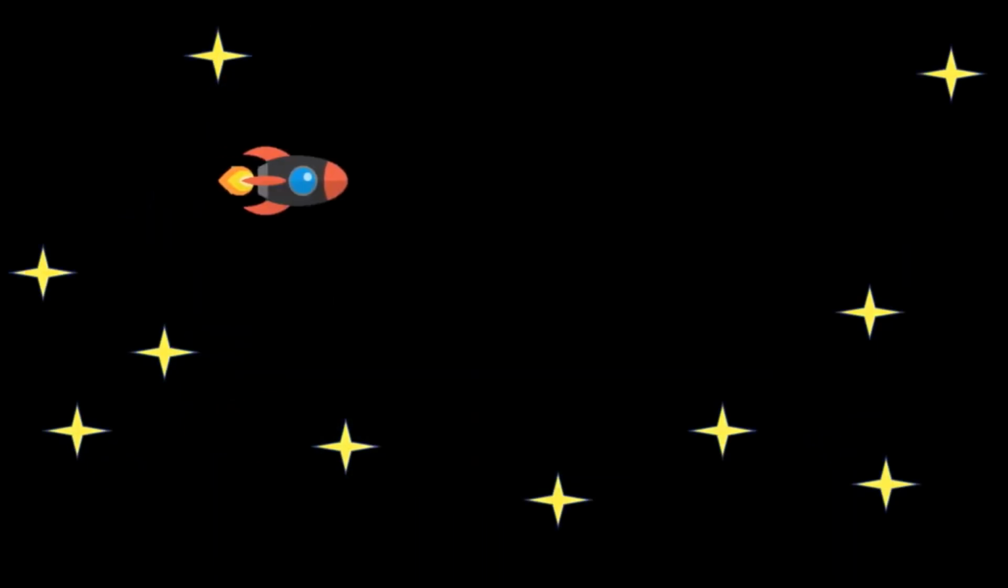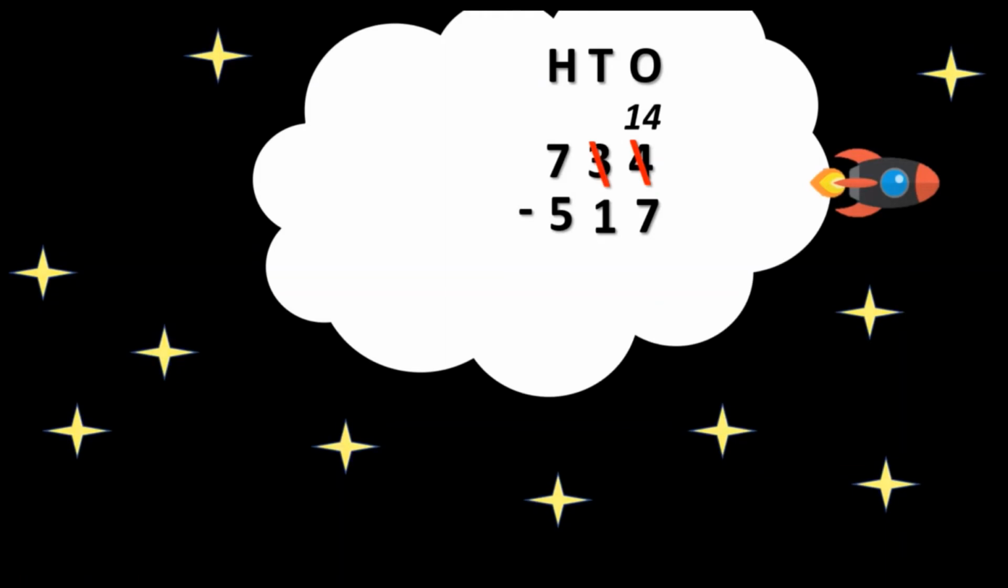This is easy. Now we take another number, 734 minus 517. Now here we see that 4 is smaller than 7. So we cannot subtract 7 from 4. So we need to borrow 1 from the tens place and make it 14. Since we have borrowed ones from the tens place, 3 has to be written as 2.